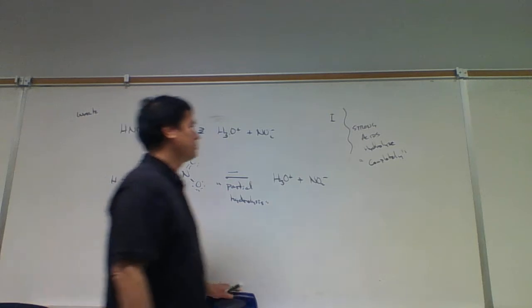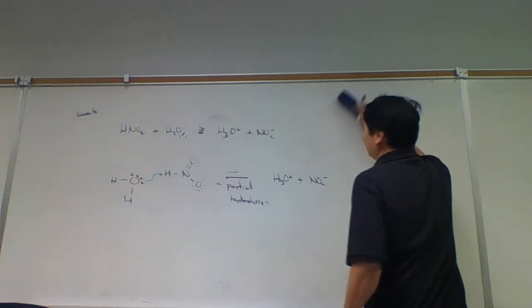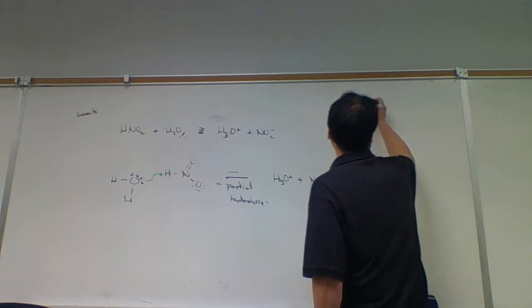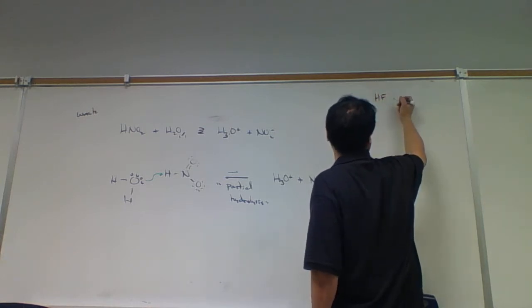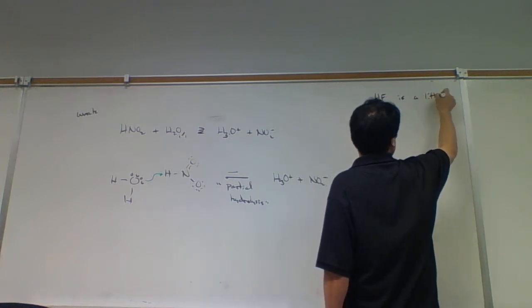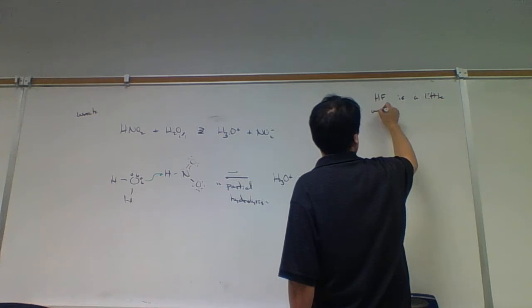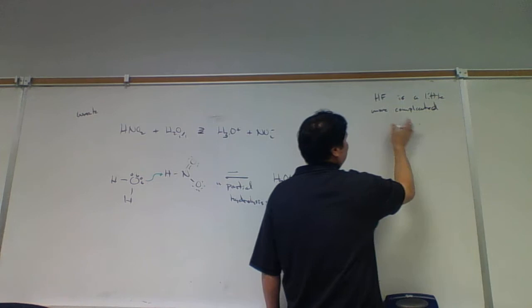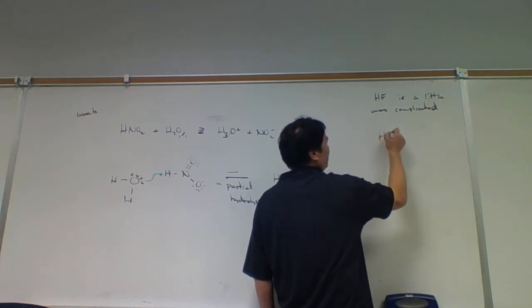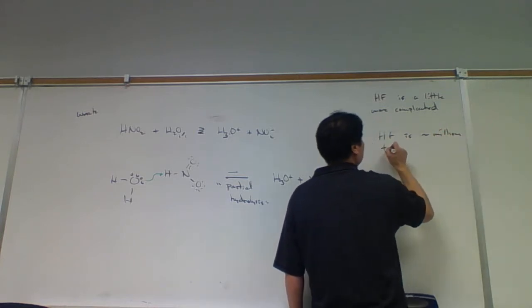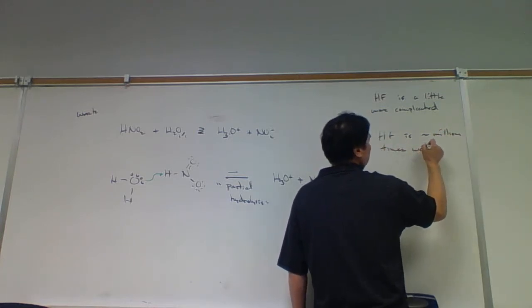Now, HF is a strange one. HF turns out to be a million times weaker than HCl. HF is a little more complex, a little more complicated, because HF is approximately a million times weaker than HCl.